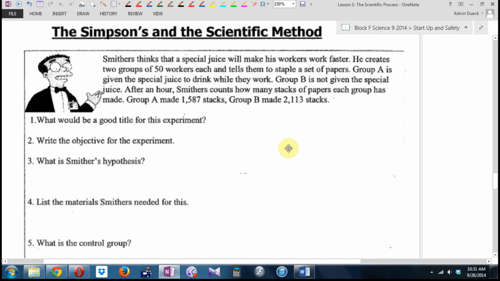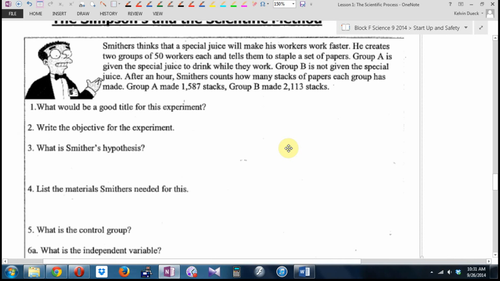One says, what would be a good title for this experiment? I'm not going to mark this right or wrong, but a good title for this experiment would not be Harvey. Give it a title, not a name. Like, does juice improve worker efficiency? Or something like that. Write the objective. I've kind of given you a hint in the title. What's his hypothesis? I'll let you think about what he's hypothesizing.